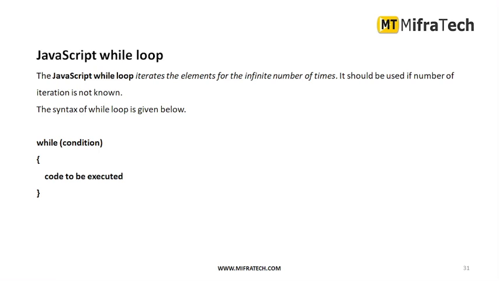Then the JavaScript while loop. The JavaScript while loop iterates the elements for an unknown number of times. The difference between the for and the while loop is that the for loop is used when the number of iterations is known, while the while loop can run an indefinite number of times. While condition: while a is greater than 1, the code, for example a minus 100, will be executed and so on as long as the condition is true.